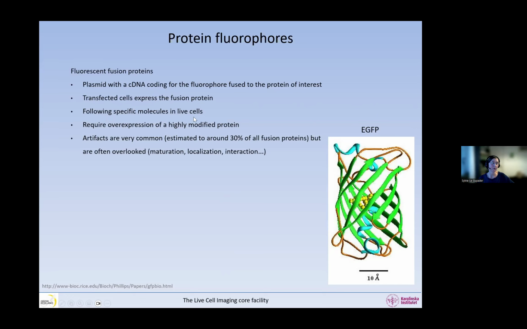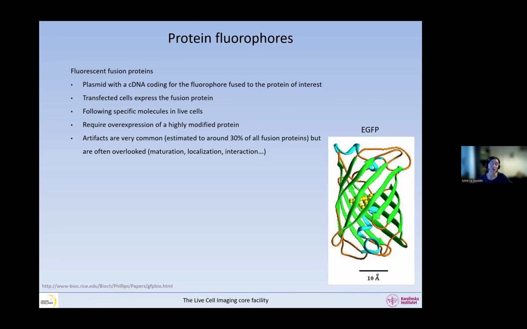And we can then follow the specific molecules in live cells, for example, or fix and image it afterwards. But unfortunately, this requires overexpression of a highly modified protein. And unfortunately, we do not do enough controls to see if the modification of the protein and the fact that we are really overexpressing this in the cell actually have artifacts. But there is an estimation, and you can see in this paper, an estimation that about 30% of all fusion proteins actually have artifacts.